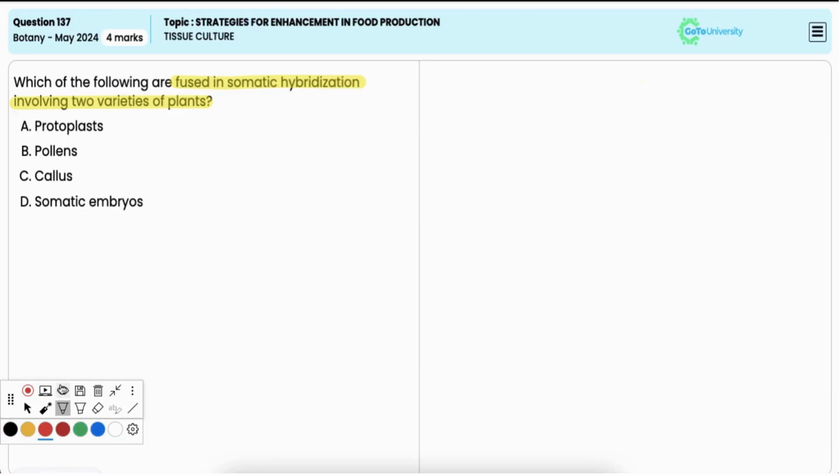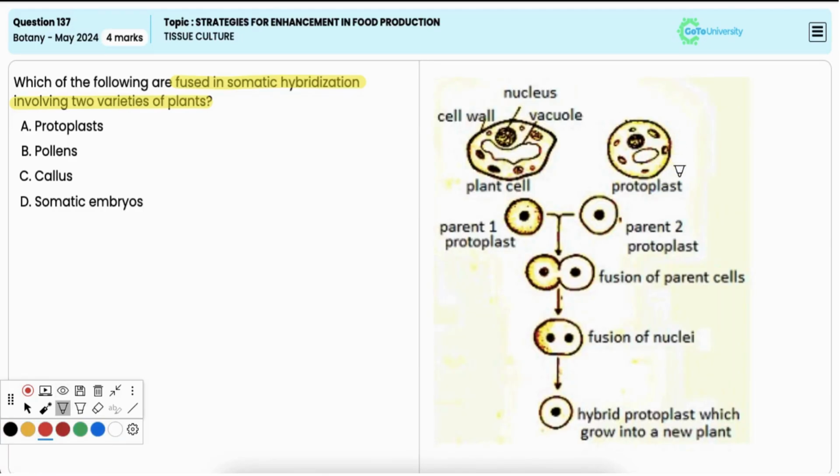Option A, protoplasts. Now, in somatic hybridization, the protoplasts, that is, cells without a cell wall, from two different plant varieties are first isolated and then fused using methods like polyethylene glycol treatment or electrofusion. And this leads to the formation of somatic hybrids. Hence, it is the correct option.